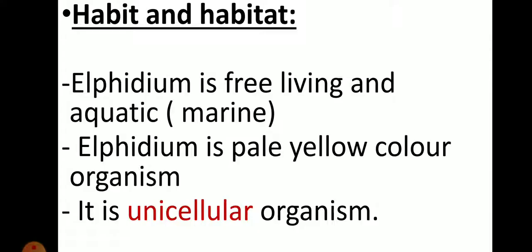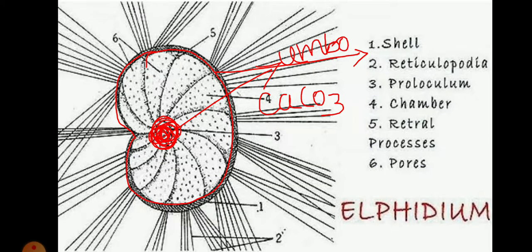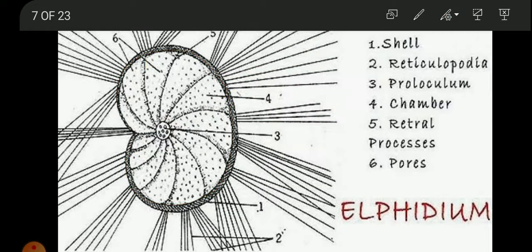So the central part of the shell is called umbo, and the shell of Elphidium is perforated. Here, you can see, this is the shell, and it contains pores. Pores means holes. The shell of the Elphidium is perforated. It contains holes.